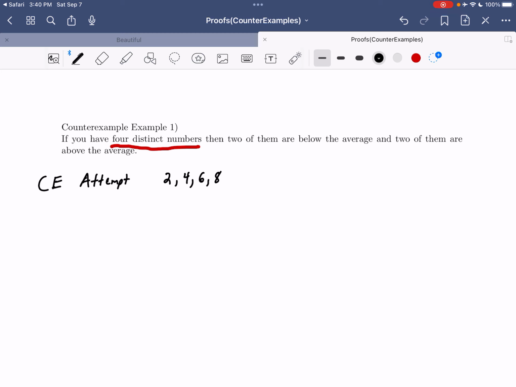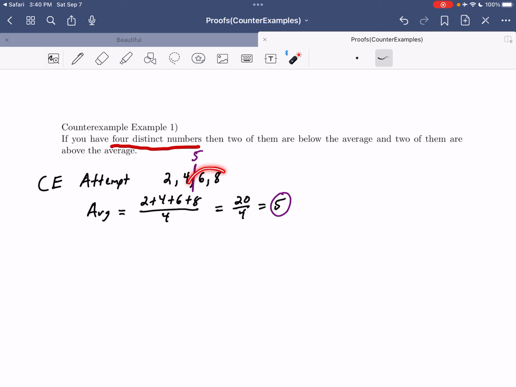We can check, right? The average here would just be 2 plus 4 plus 6 plus 8 divided by 4. And that looks like 6 plus 6, 12, 20 over 4, which is 5. And then if we just imagine this value of 5 here, 5 would be right in there. And, well, 2 of the numbers are less than 5. 2 of the numbers are bigger than 5. And unfortunately, that is what the statement says. 2 of them are below average. 2 of them are above average.